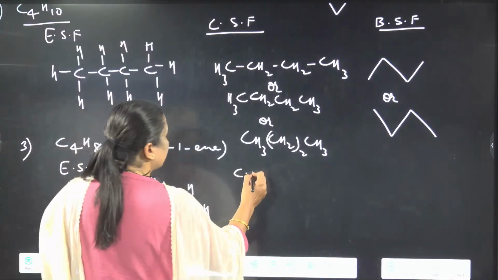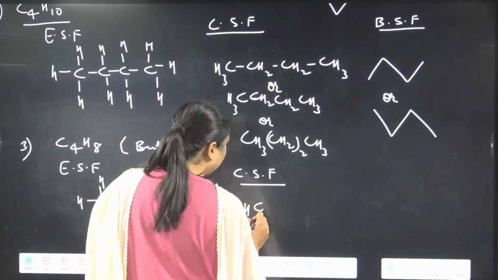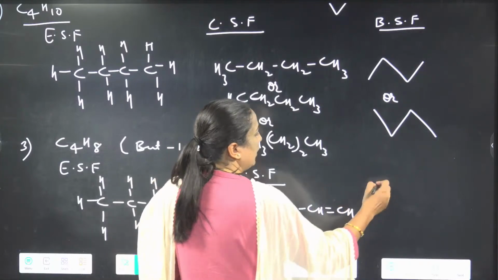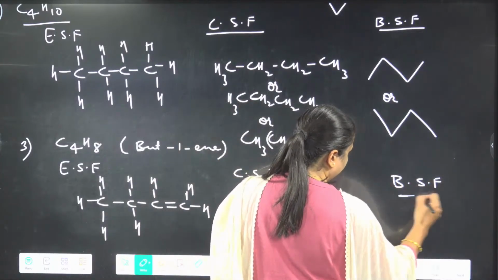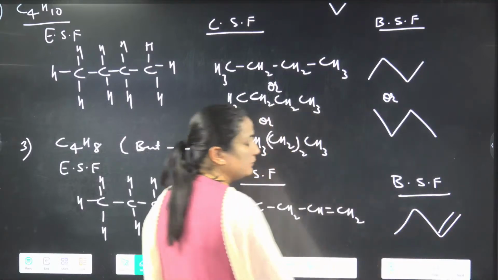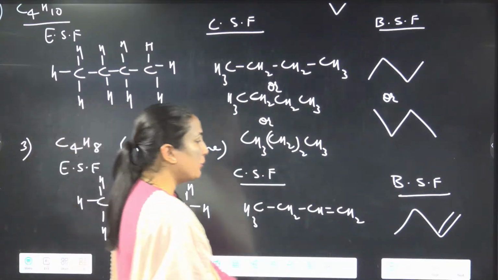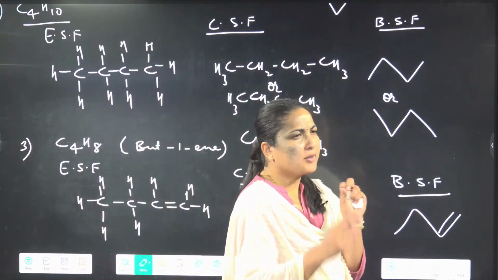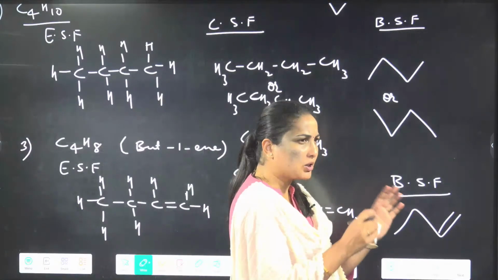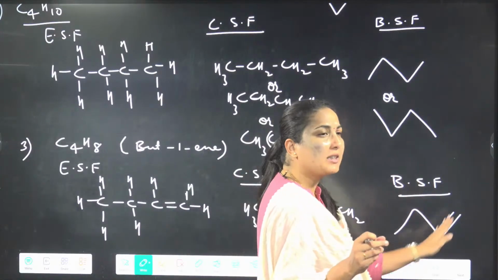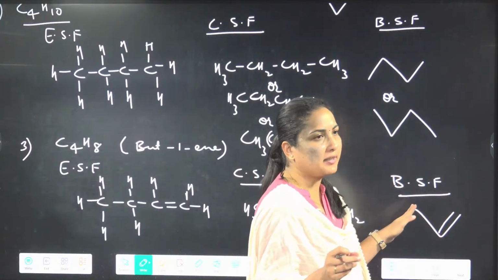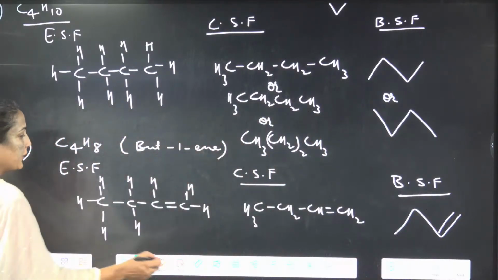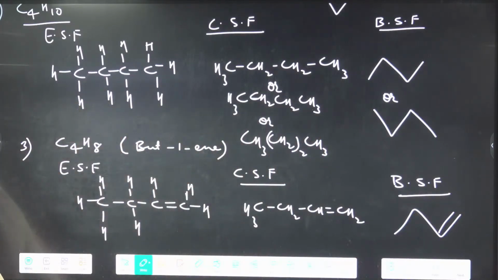What is going to be the condensed structural formula? It is going to be CH3, CH2, CH double bond, CH2. What about bond line structural formula? There are 4 atoms. You can write like this, double bond. Now you must understand the bond angle here is 120 degree and for sp3 it is 109.5 degree. So a difference of 10 degree doesn't make much of a difference. Because of that, you still can have a zigzag here, placing the double bond either here or else below. Getting it?